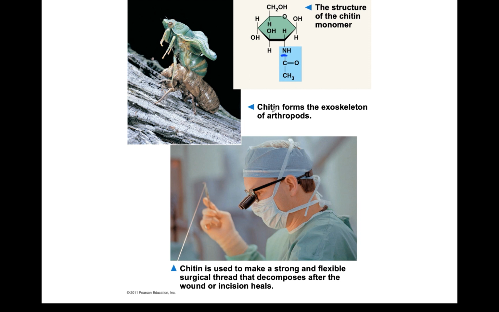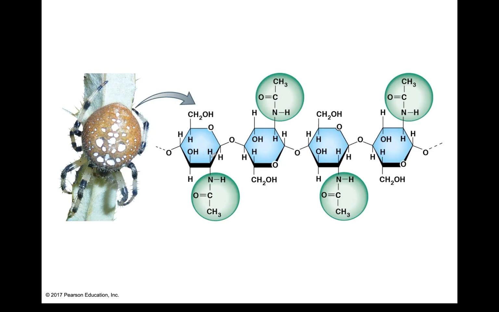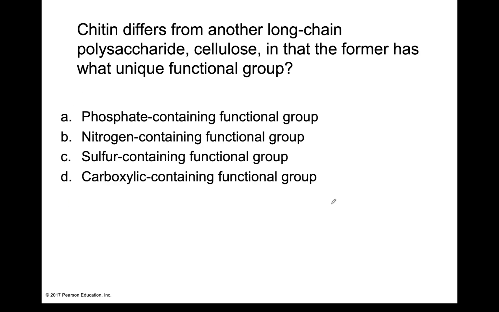Chitin is one example of a polysaccharide. Also, chitin is used to make a strong and flexible surgical thread that decomposes after the wound or incision heals. So you can see this carbohydrate monomer, and each monomer also binds with a nitrogen group. So what could be the answer?